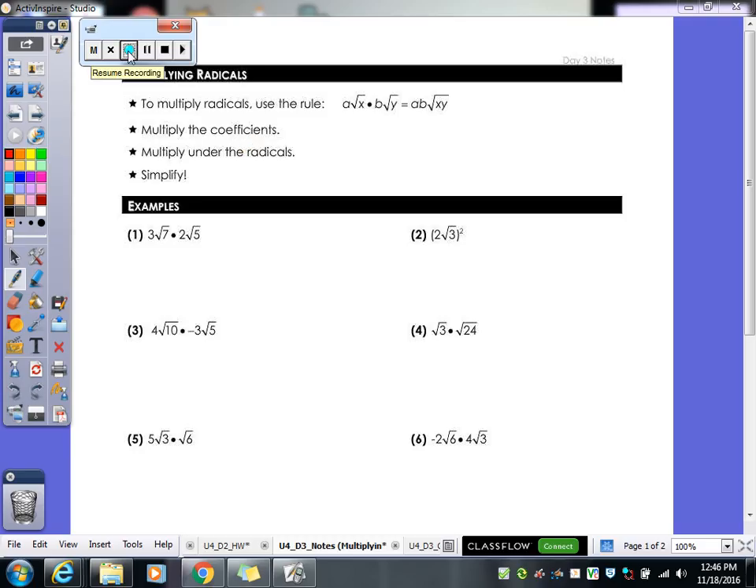So what we're doing today is we are multiplying and dividing our radicals. With multiplication and division, it's a little bit different than your add-subtract. Add-subtract, what you would do is you would simplify your radical first and then add your numbers. With your multiplying and dividing, you're going to multiply first.